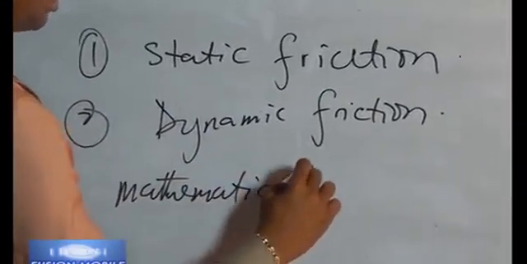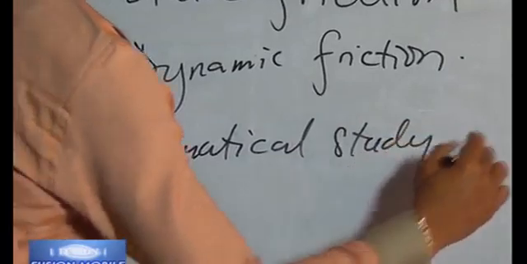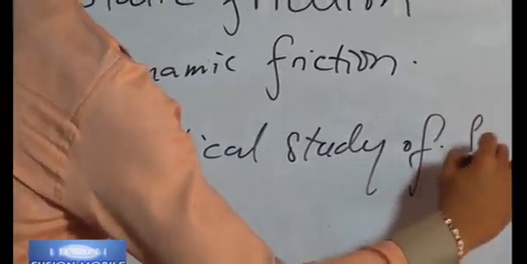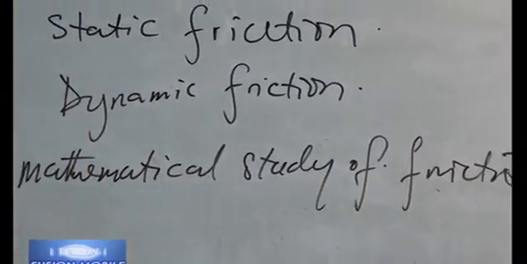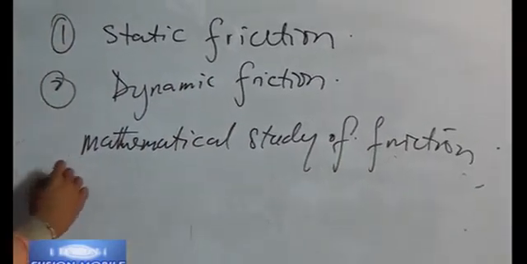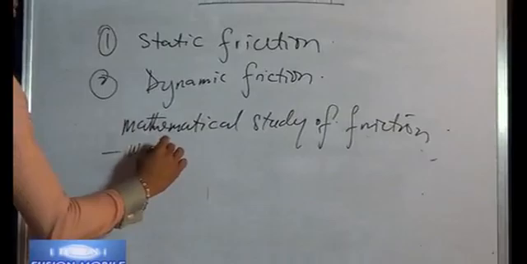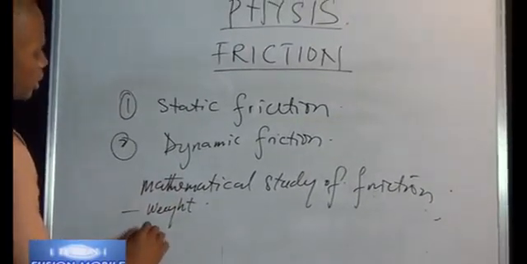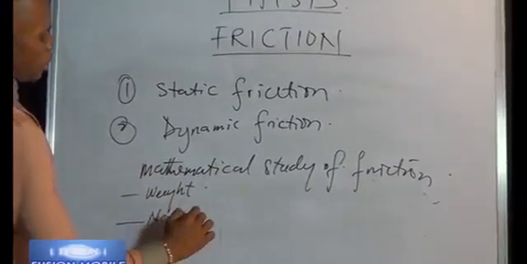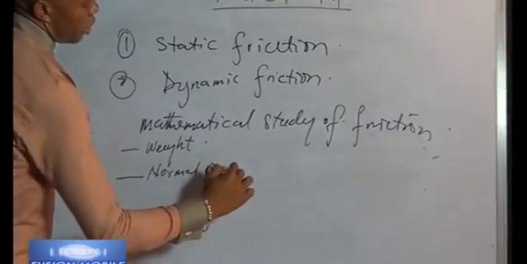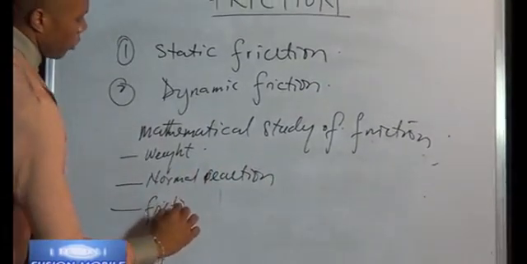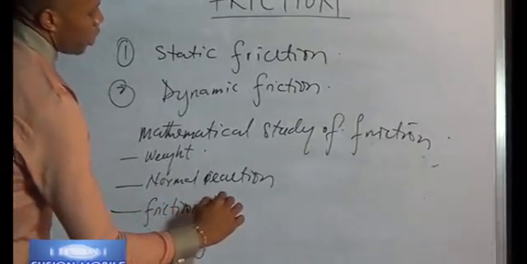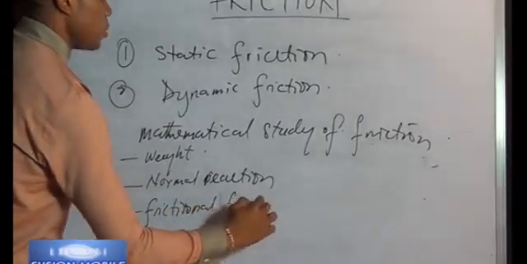From there, we come to the mathematical study of friction. And there are three basic parameters I want us to look at. First is the weight of the body. Secondly, the normal reaction of the body. And finally, the frictional force. Many a times, number one and number two, we misplace them to be the same.